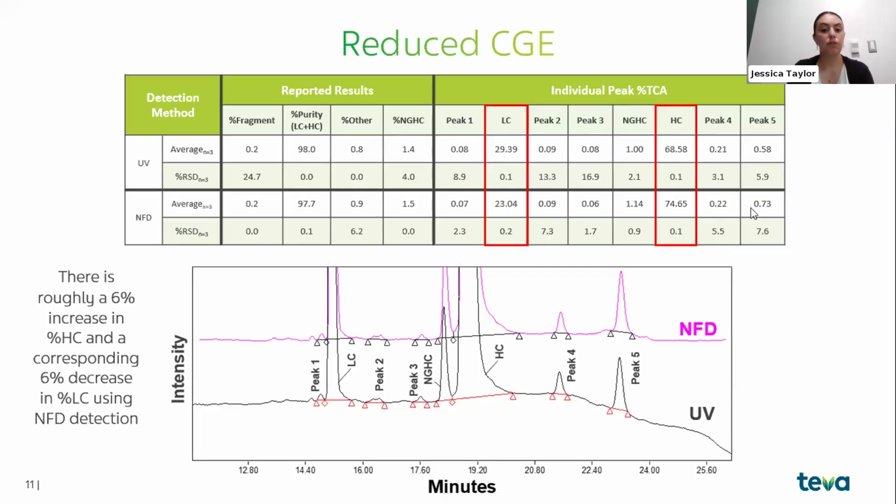So after looking at these 14 molecules and seeing comparable data between the two detectors, we then wanted to look at some stress material to see if, when we generate new fragment peaks, we would still be able to see all of the peaks that we see in UV using the native fluorescence detector.